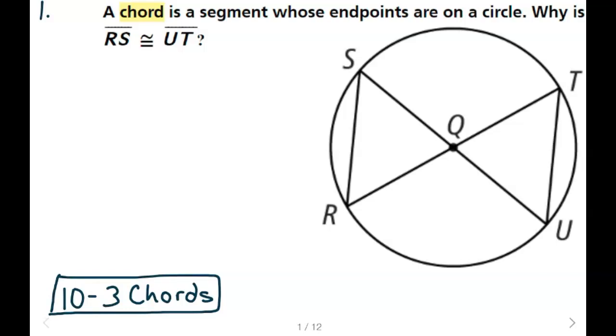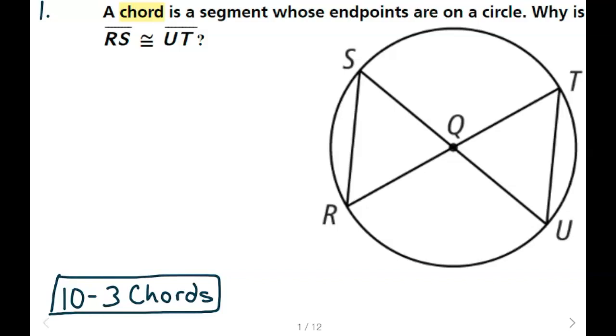All right, this section is all about chords. Now, a chord is a segment whose endpoints are on the circle. So the question is, why is segment RS congruent to segment UT? We're talking about this chord and this one.